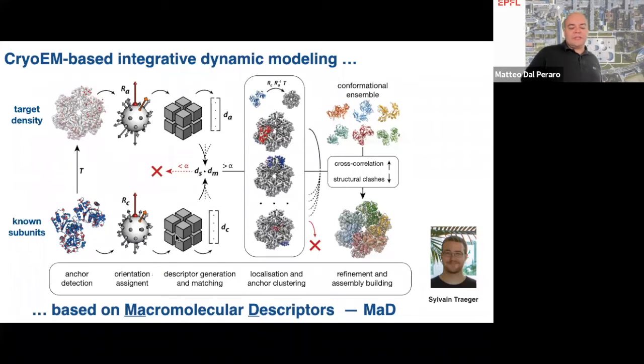For treating the system, we generated some descriptors that are associated with the local maxima of the density in the subunits and the target density, which are rotationally invariant. By matching these two descriptors, we can localize and score them in a way that we can gradually fit one by one all the different pieces within the total mass. And then after a little bit of refinement, usually we can recapitulate the right solution, which most of the time is unique, that will better represent the low resolution cryo-electron microscopy data.